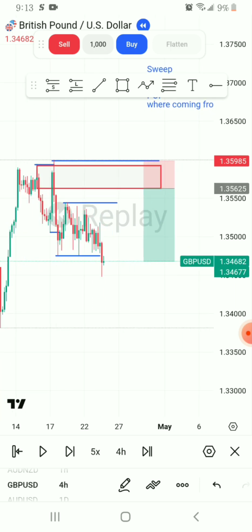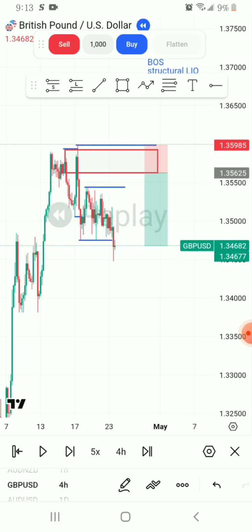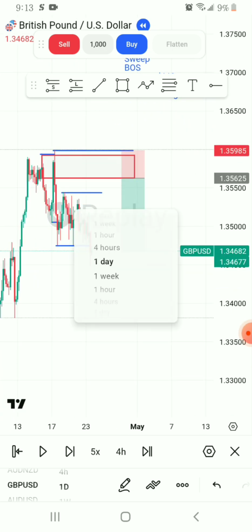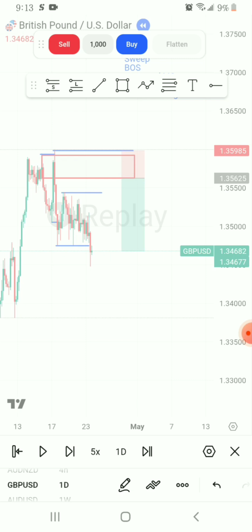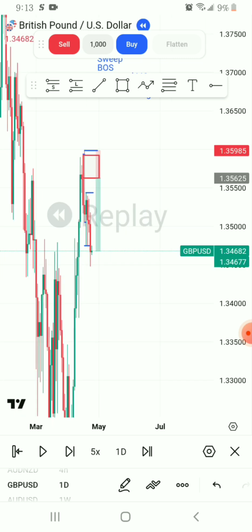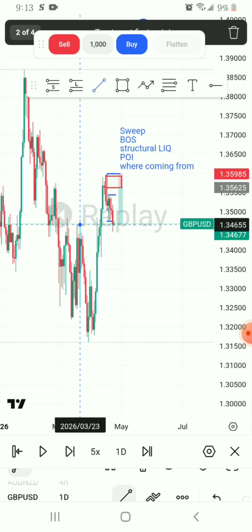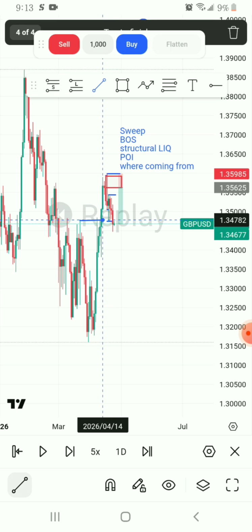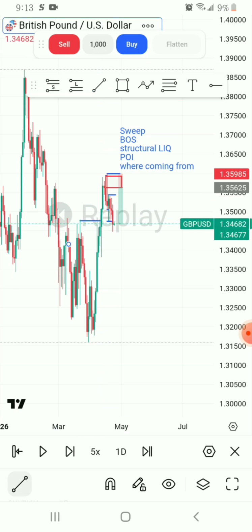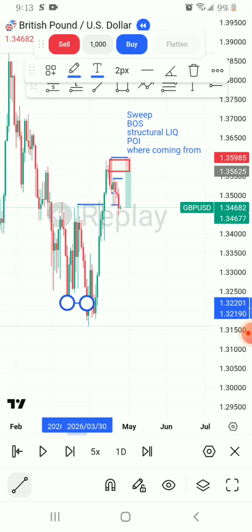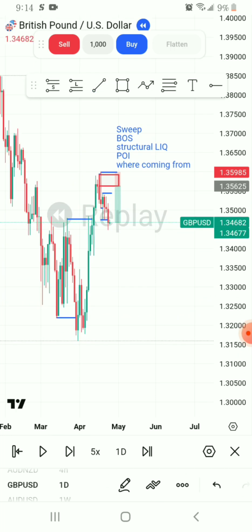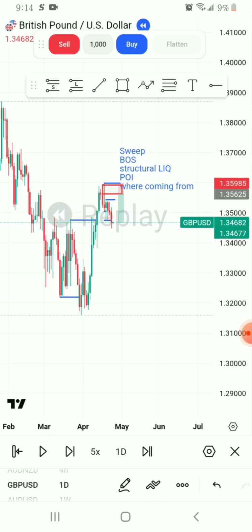Let's see what price does. Now what we look at is where price is coming from. We go to the daily time frame, and this is what I look out for. You can see this is the recent high, the recent swing structure. Price also swept liquidity here and changed from downtrend to uptrend. So this is a counter trade, simply a retracement.